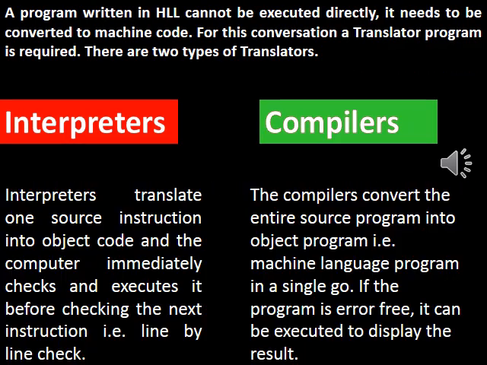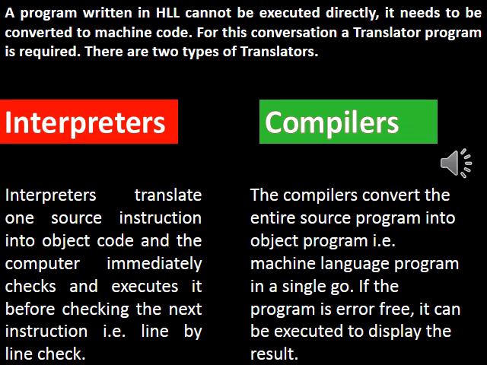A program written in a high level language cannot be executed directly. It needs to be converted into machine code so that the computer can understand it. For this conversion a translator program is required. There are two types of translators used in high level languages. The first one is interpreters and the other one is compilers. Interpreters translate your written program into object code line by line. For example, they read the program line by line and convert it one by one. On the other hand, compilers convert the entire source program in one go.